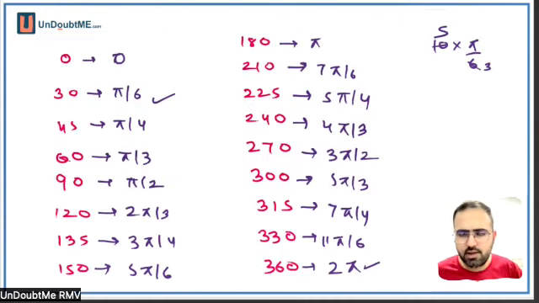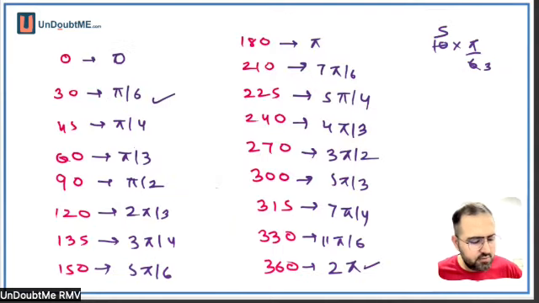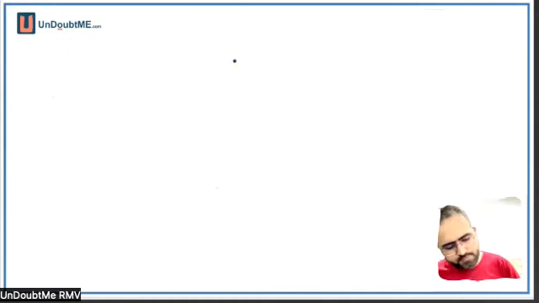That is why we need to understand all this degree-radian conversion. For degree-radian conversion, the simple criterion is that pi radian is equal to 180 degree. From here, we get 1 degree is equal to pi by 180. Wherever you see degree, you just multiply that by pi by 180, and the fractional part is written along with pi.